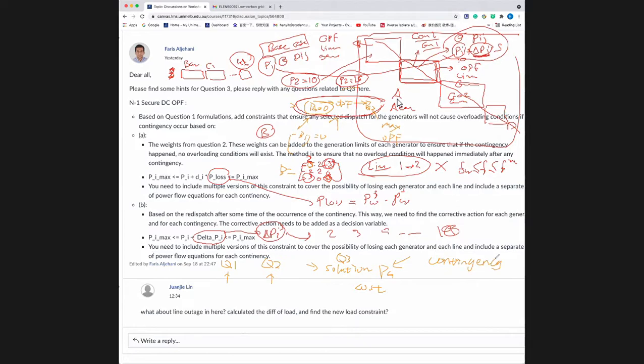Because question 5 also asks us to compare the price as well. So if we didn't get different results, we have to find a heavily loaded hour and then get an overload. Yes, maybe this makes it easier for you. Also about the number of contingencies.